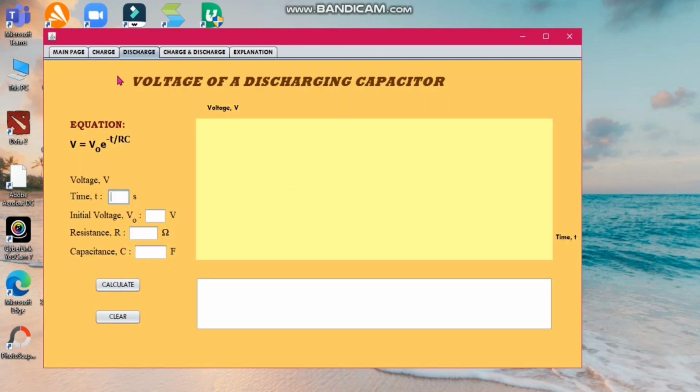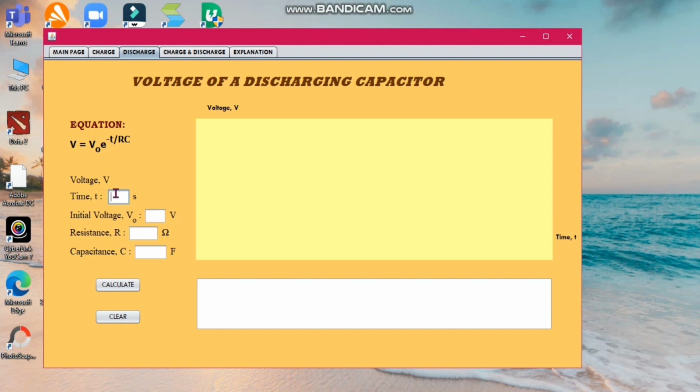Next page, voltage of a discharging capacitor. For the voltage of a discharging capacitor, the equation for voltage versus time when discharging a capacitor is as shown here. The time it takes for a capacitor to discharge is 5 time constants. After 5 time constants, the capacitor will discharge to almost 0% of all its voltage.